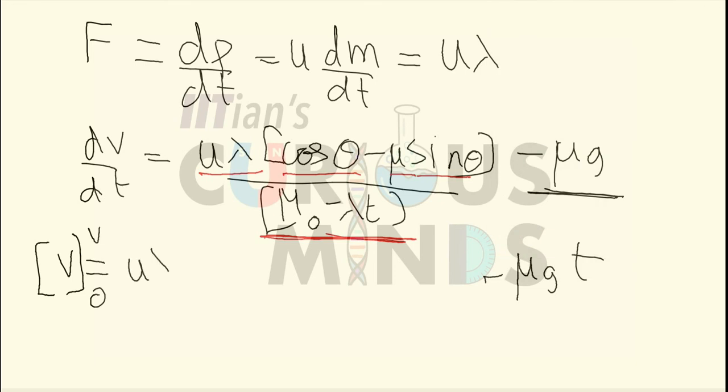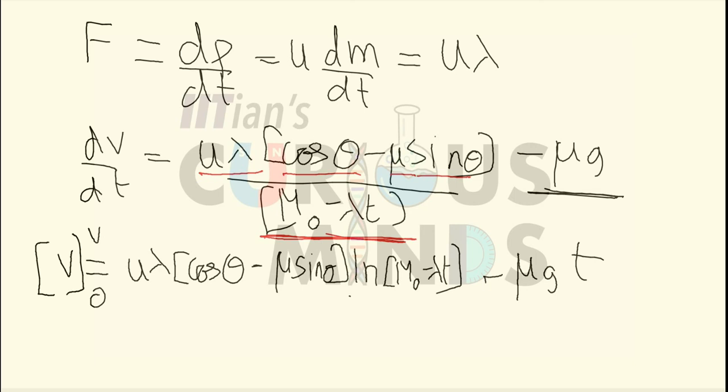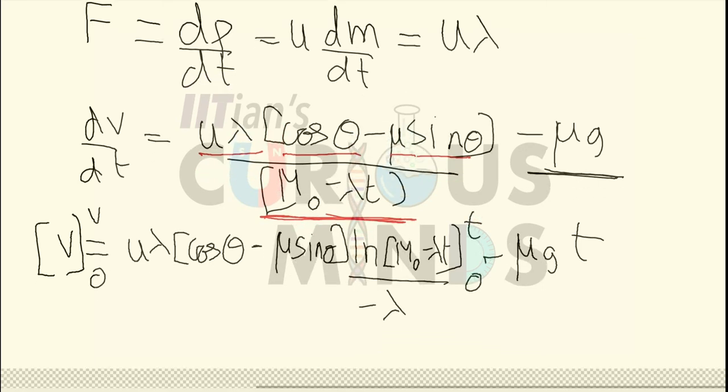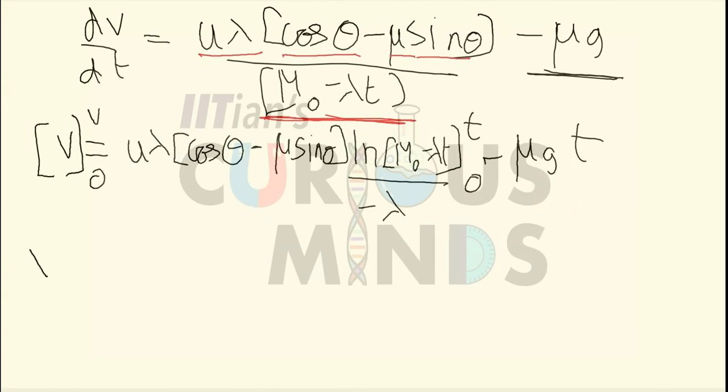It will be equal to u into lambda into (cos theta minus mu sin theta), into the integration of this part. Integration of 1 by x is equal to log of (m naught minus lambda t), divided by minus lambda, and the limits are from 0 to t. When I substitute the limits, on the left hand side I will simply get v. It will be equal to u into lambda, and lambda and lambda will get cancelled out over here.